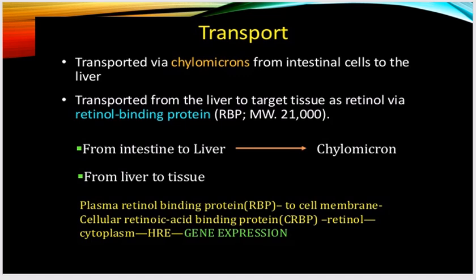The carotenoids absorbed from the diet in an unchanged form enter the lymphatics in association with the chylomicrons and follow the transport to the liver. They are transported via chylomicrons from intestinal cells to the liver, from where they are transported to the target tissue bound to the retinol-binding protein. From the intestine to the liver they are transported along with the chylomicrons, and then they are attached to the retinol-binding protein and transported to the target cells.